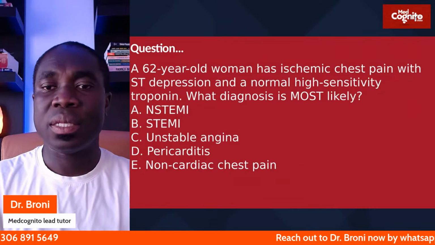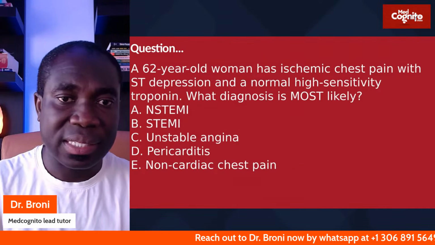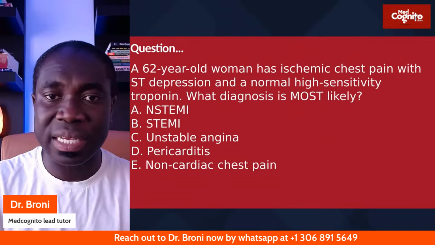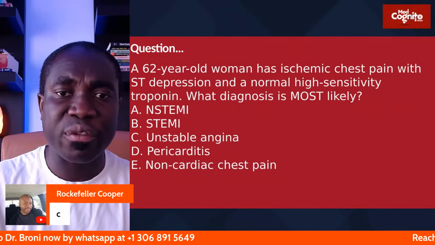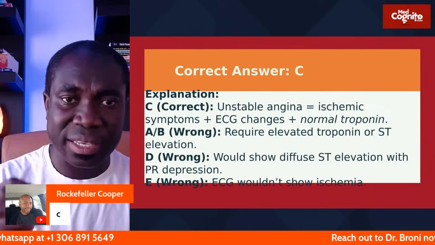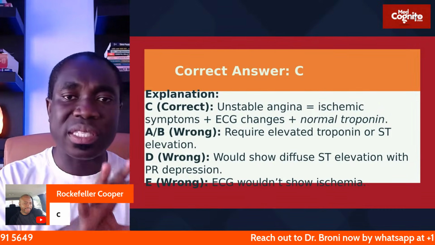Okay, so what's the correct answer? Some people are going for C, unstable angina. Some are going for E, non-cardiac chest pain. Dr. Rockefeller went for C. And the correct answer is C. The patient has unstable angina.